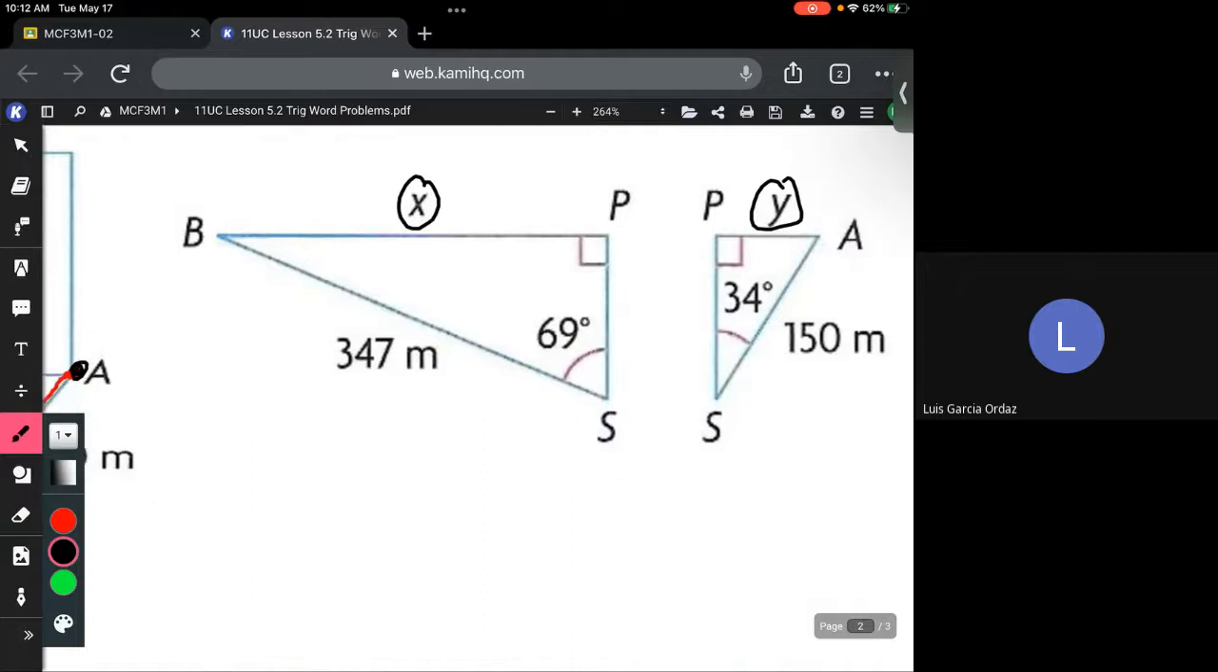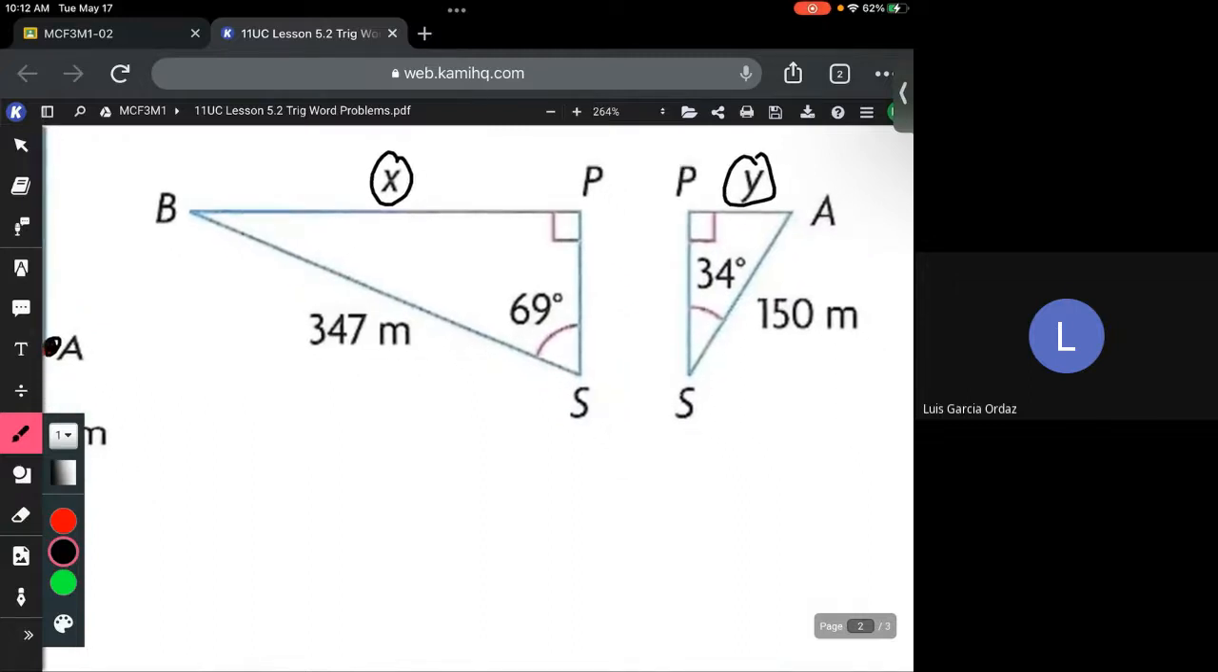So what angle are we given for the first triangle? Let's say this is 1 and this is 2. Emma, you already said it. What angle are we given? So we're given angle S. Now using angle S, I need to determine if X is opposite, adjacent, or hypotenuse. So what would X be?